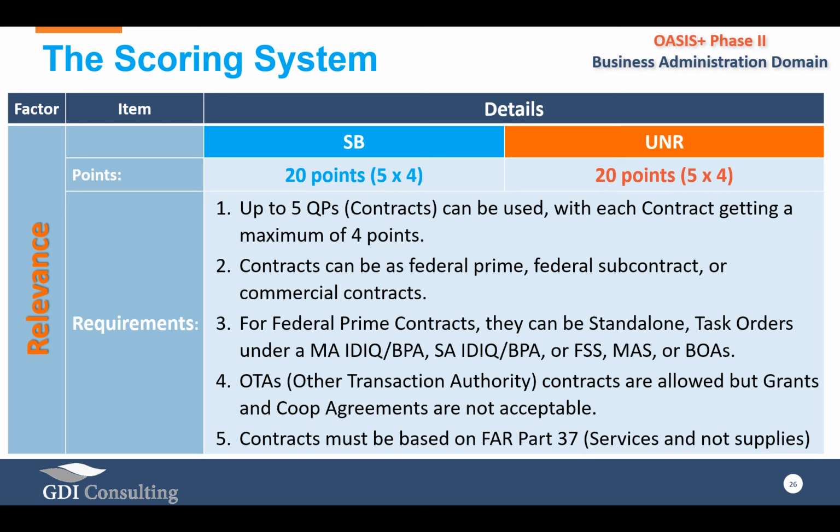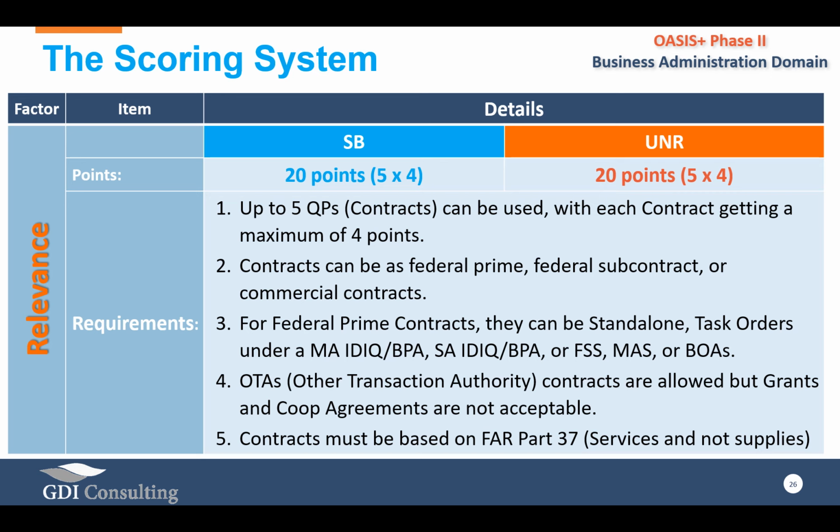For federal prime contracts, they can be standalone contracts or task orders. Task orders under multiple award IDIQs or BPAs, or single award IDIQs or BPAs, FSS, GSA MAS, or BOAs. All of them are acceptable. Note that I said task orders, not the IDIQ itself. So you can't use an IDIQ itself. You have to use the task orders under it. Each task order is considered one contract, one QP. Also, OTAs, other transaction authority contracts, are allowed, but grants and co-op agreements are not acceptable. So you can't use grants and co-op agreements.